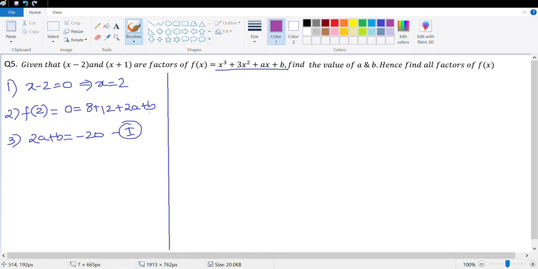Next, since x plus 1 is a factor, so x plus 1 is equal to 0, which means x is equal to negative 1. Therefore, f of negative 1 should be equal to 0.